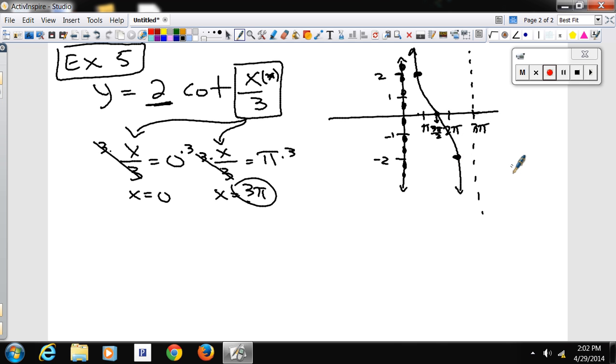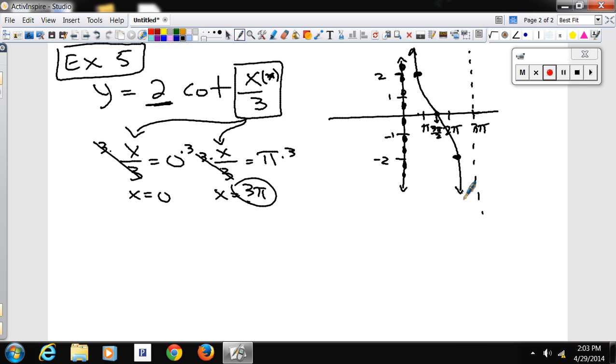So that would be the shape and the direction of your cotangent curve. Most important things that I will be looking for on your graphs. Did you get the dotted lines in the right place? That's what I want to see for sure. Did the dotted lines get put in the right place? And did you put the right direction on your graph?